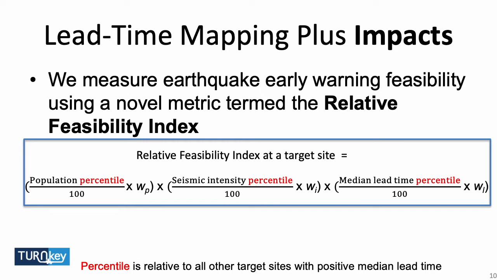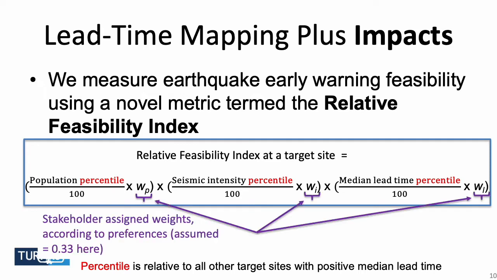So the best target site, the target site with the highest relative feasibility index, would be one that had the highest median lead time, the highest amount of population around it, and the highest average seismic intensity. Now, what we also introduced in this type of metric is weightings on each of the different components. And this was to account for diverse stakeholder preferences towards the underlying components, because we might imagine that maybe one stakeholder is more interested in installing earthquake early warning in an area where there's a high amount of population, whereas another stakeholder might prioritize the installation of earthquake early warning where we have enough lead time.